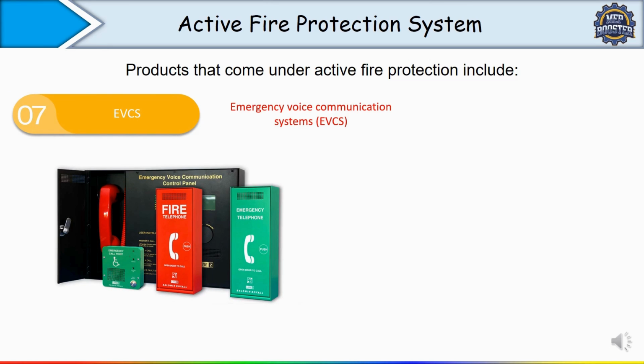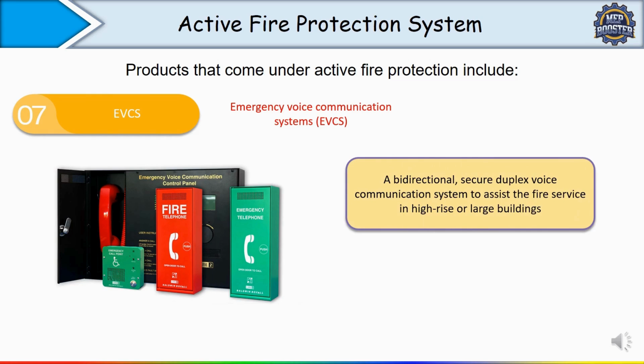Then we have the EVCS, the emergency voice communication system. What is its main purpose? Remember, EVCS allows for clear and timely communication between building occupants and emergency services during an evacuation or fire. Their components are simple. We use a microphone and speaker for broadcasting messages and instructions, and a control panel which manages communication and broadcasts alerts. Okay.